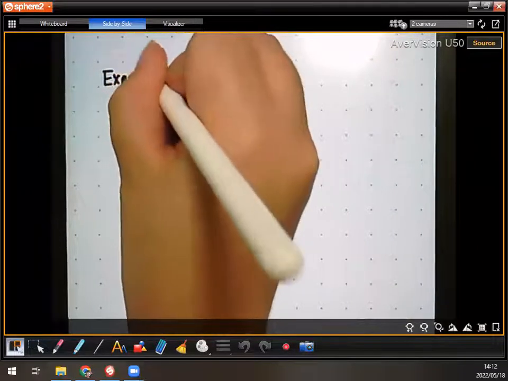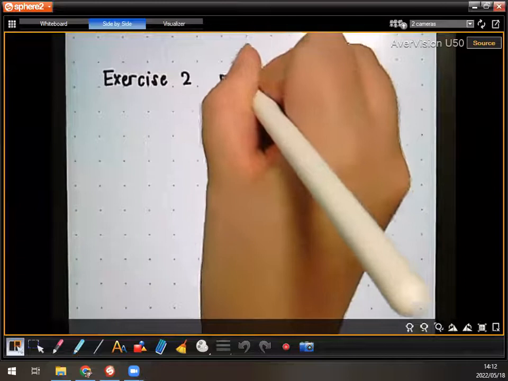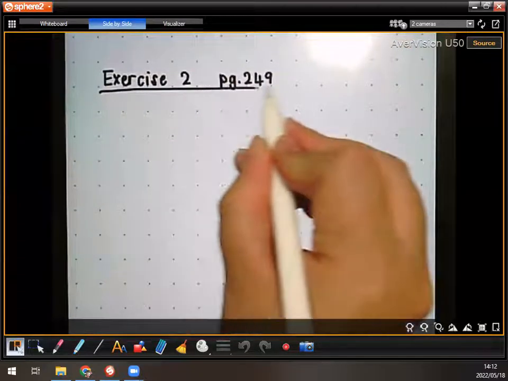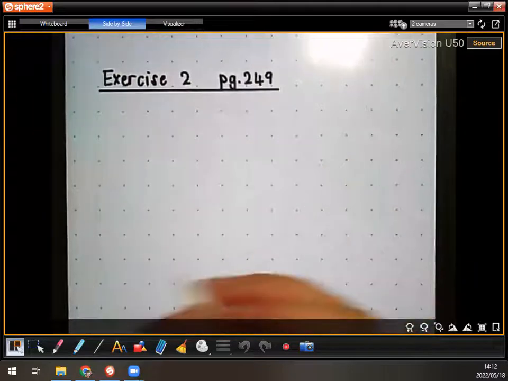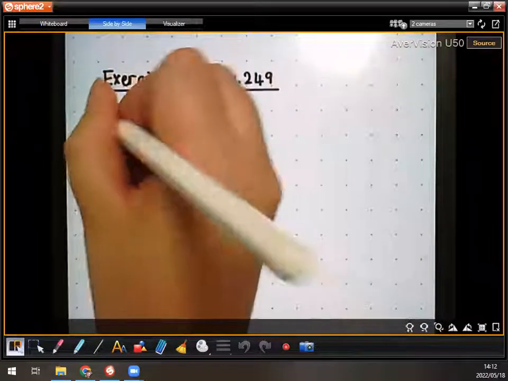So sorry that we're jumping back and forth now between exercises, but exercise 2, page 249. I would like us to do number 8.